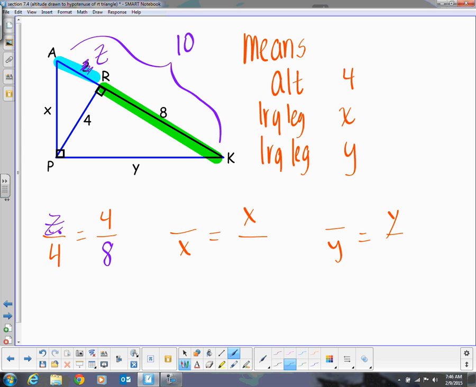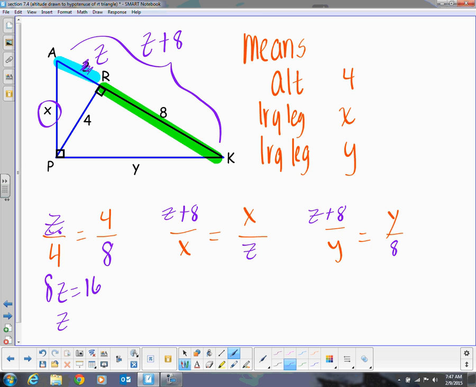All right, so now this is no longer 10, but this is what? Z plus 8. All right, so now when I have this, we're on a large leg. What's the whole hypotenuse? Z plus 8. What's the segment of the hypotenuse next to X? Z. Okay, what's the whole hypotenuse? Z plus 8. What segment's next to it? Okay, which proportion is only solvable at this moment in time? The first one. We have 8Z equals 16. What is Z? Z equals 2.